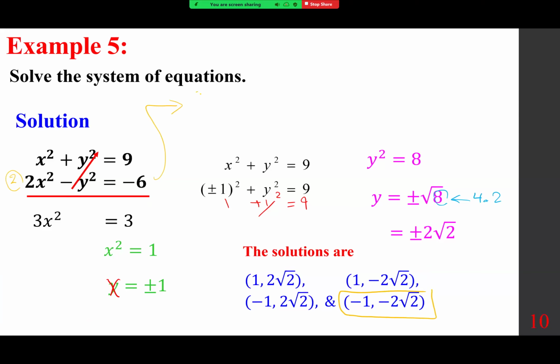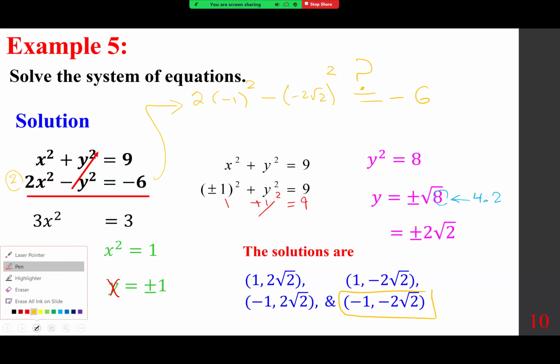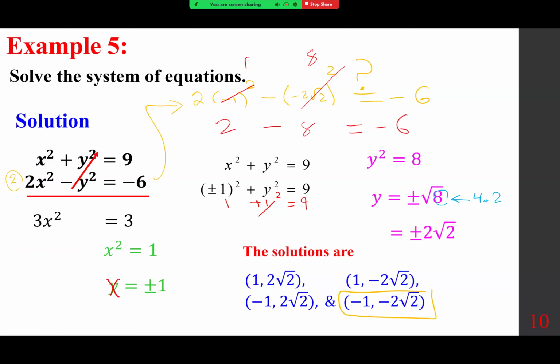So that means 2 times x, which is negative 1 squared, minus y, which is negative 2 square root of 2 squared. And is this equal to negative 6? I hope you recognize this one as 1. And again, negative or positive makes no difference. When you square this, you get 8. 2 minus 8 equals minus 6. It checks.